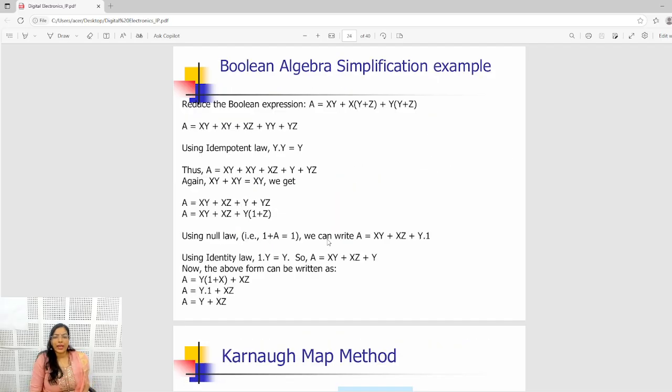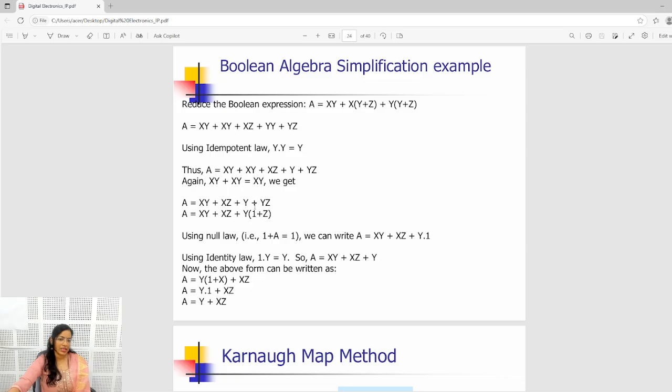Let's discuss another example here. Reducing the Boolean expression A equals xy plus x into bracket y plus z plus y into y plus z. So this opens up to this: we open the bracket like we do in mathematics. xy plus xz plus y, we write it as it is, plus yz. Using the idempotent law, y dot y is just y, and x plus y will also lead to just xy. So we get the simplified terms as xy plus xz plus y plus yz.